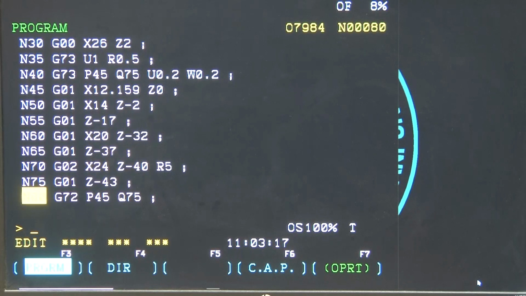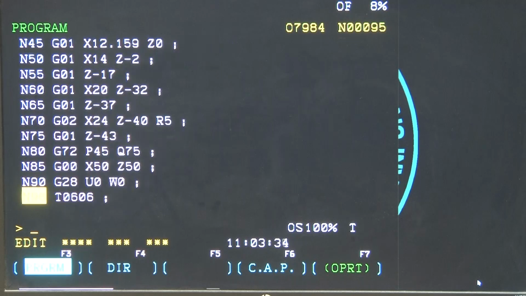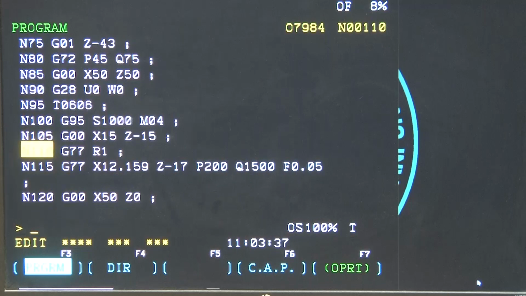Then it is N90, G72. G72 is a program, with P45 and Q75. We will tell you accordingly how this program is made, and I have already described it in the class or in the PowerPoint presentation. Similarly, you can find out from the table the meaning of each of these codes.